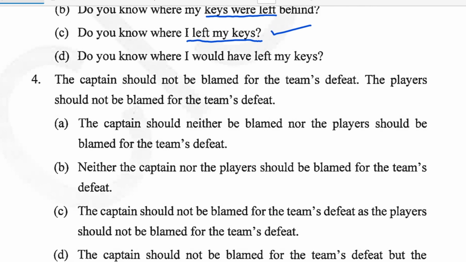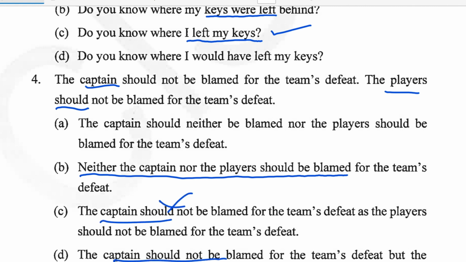The captain should not be blamed for the team's defeat. The players should not be blamed for the team's defeat. Neither captain nor players should be blamed. Here, neither the captain nor the players should be blamed. This one, neither the captain nor the players. The captain should, wrong. The captain should not be blamed, wrong. The captain should neither be blamed, neither the captain nor the players should be blamed. So, option 4 is correct.